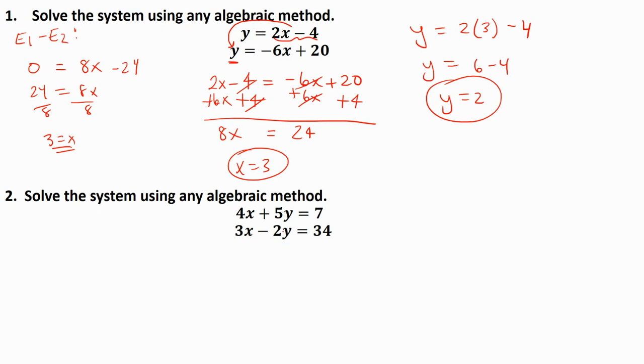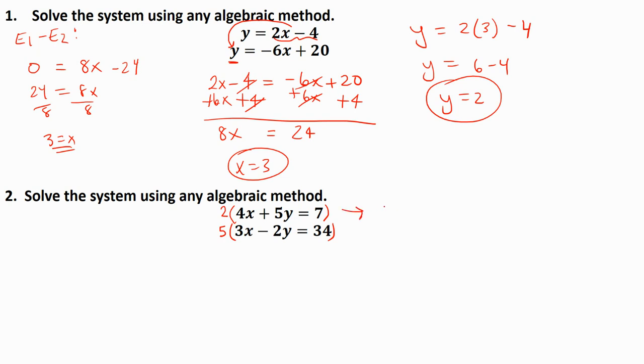The second one, probably not going to want to use substitution because none of the variables are by themselves. And if we just add the equations or subtract, we're not going to cancel anything out. So this is a situation where we're going to have to multiply both equations by something in order to get the coefficients the same. So I'm going to multiply this one by 2 and this one by 5 because then I'm going to eliminate the y's and we'll see what happens.